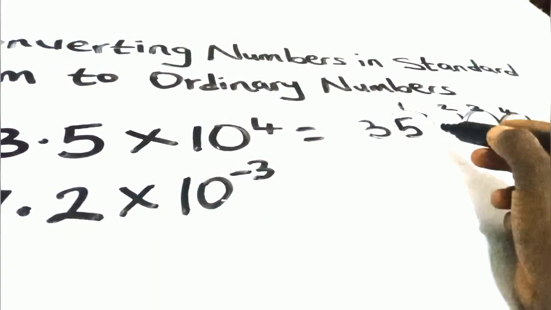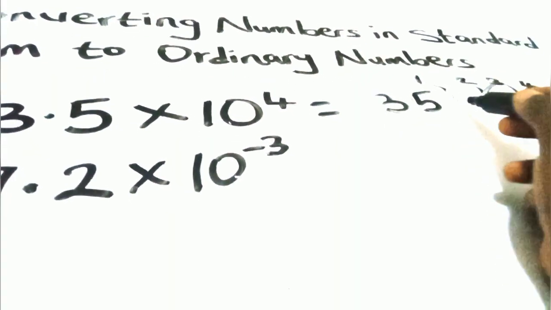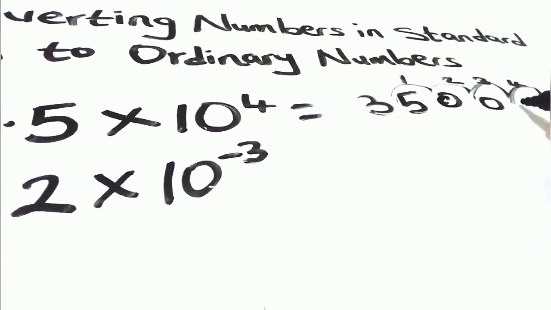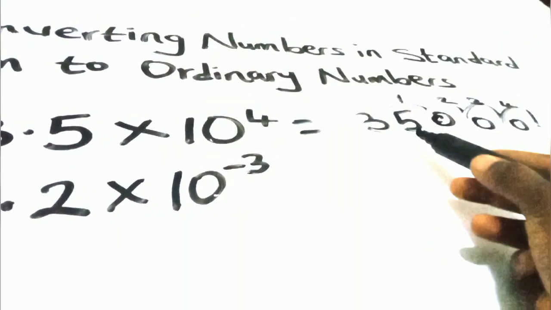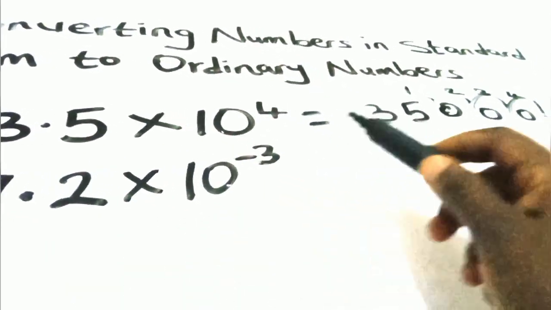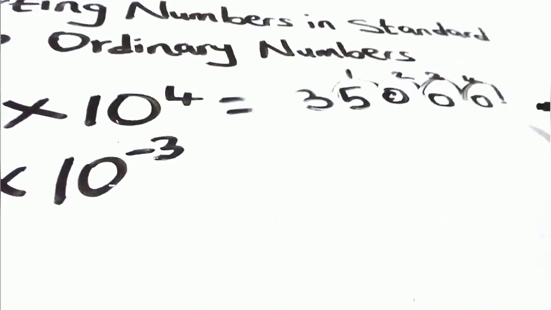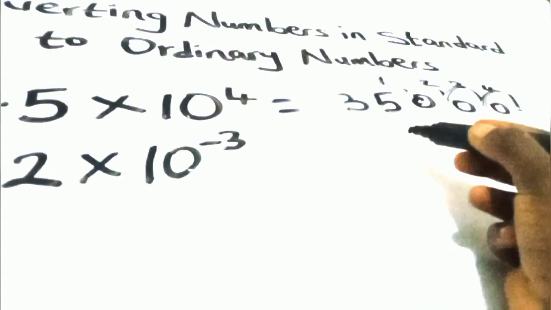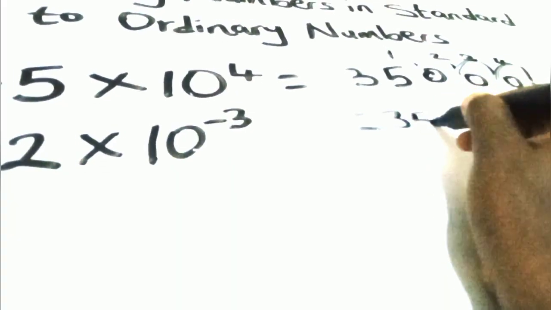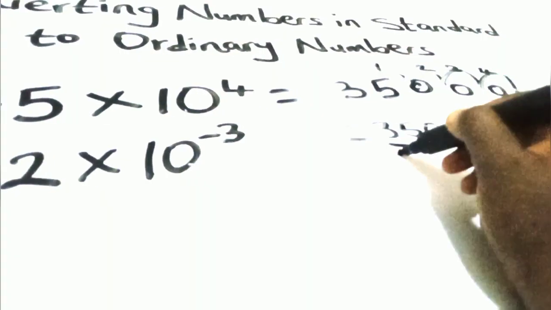After moving my point, the next thing is to fill the empty spaces with 0. If there are empty spaces, you fill them with 0. So here, I'll put my 0. So what number is this? 35,000. I have converted 3.5 times 10 raised to the power 4 to its normal or original or ordinary form, which is 35,000. So you write it out without the point. That's the answer for this one.